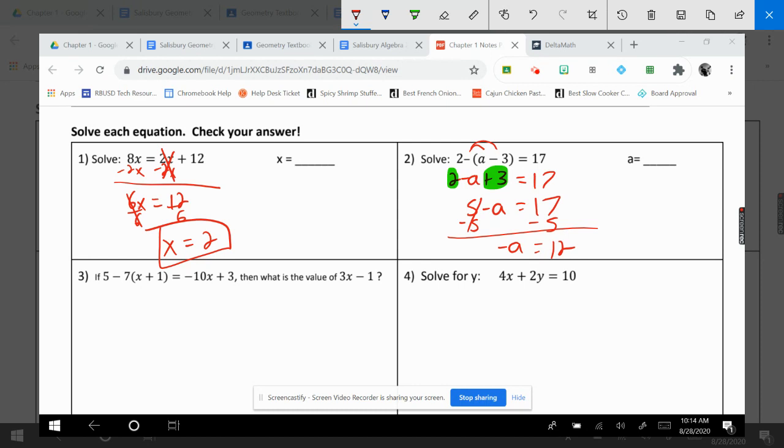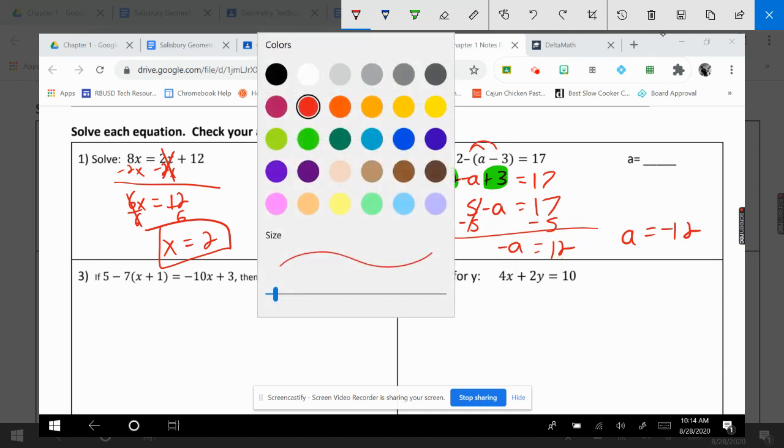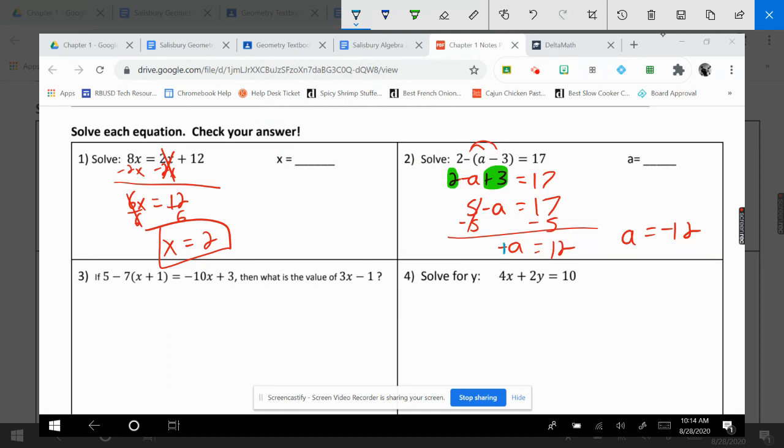So we can either divide by negative 1, which cancels, and you get a is equal to negative 12. Or you can just say, whatever I do to one side, if I change this side to a positive, this has to switch signs as well. It's that same thing: what you do on one side, you do the other. If you change this sign, you change this sign. So a equals negative 12.